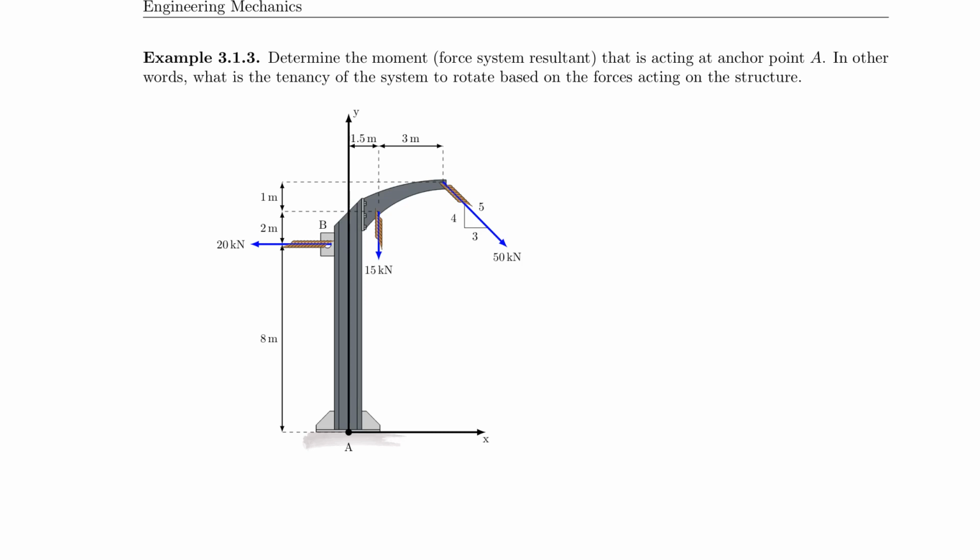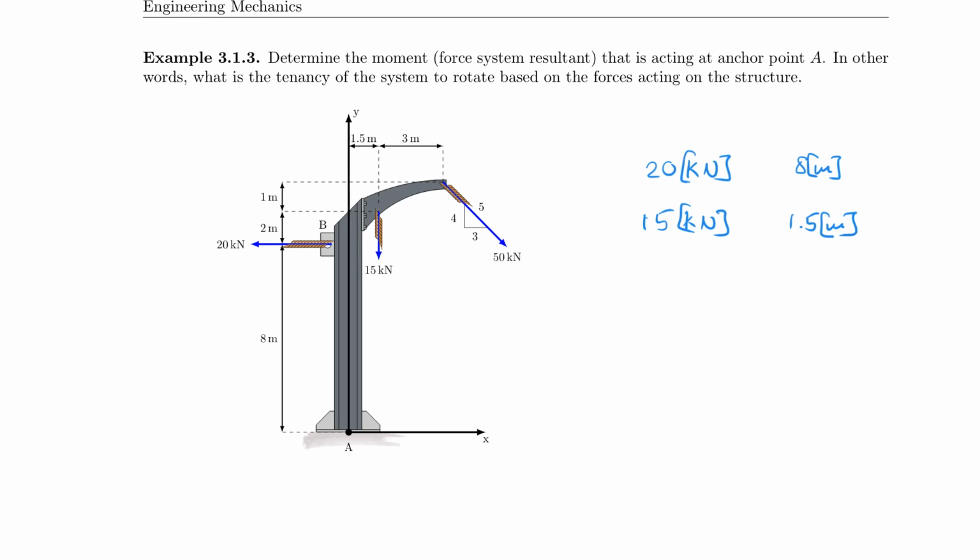For the first lever arm with the 20 kilonewton, that one has a lever arm of, you guessed it, 8 meters. That is the distance that is perpendicular from the point of interest to the force. So that's the 8 meters here. Let's look at the 15 kilonewton. The 15 kilonewton has a perpendicular distance of 1.5 meters, so it has a lever arm of 1.5 meters.